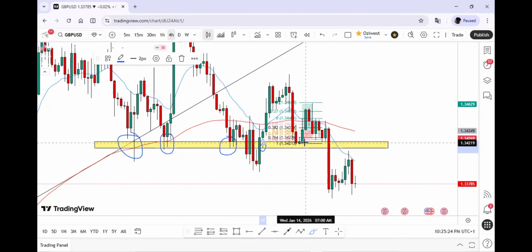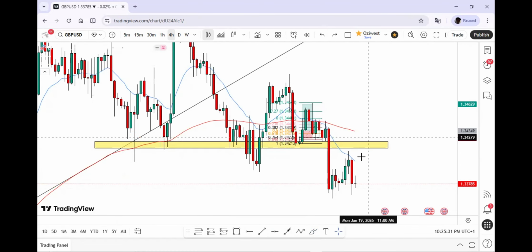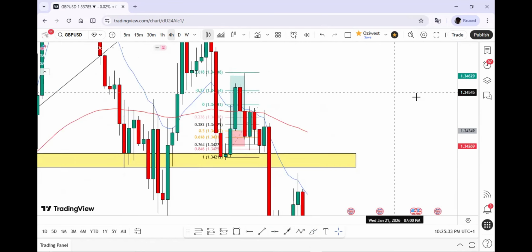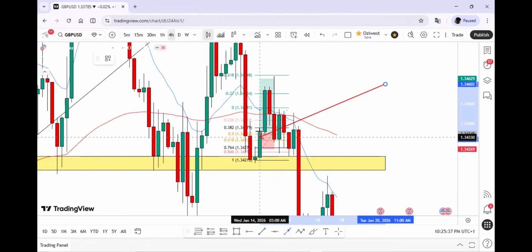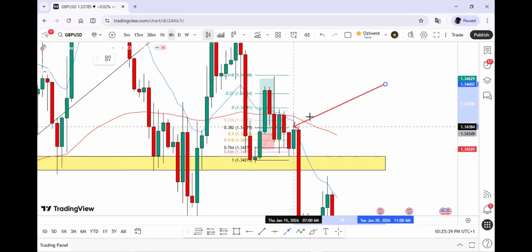So I was looking for buys immediately. Price got to this level, but I waited for a confirmation, which was this engulfing candlestick. I was waiting for price to close with that candlestick right there.